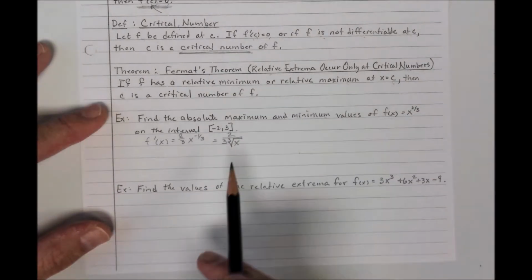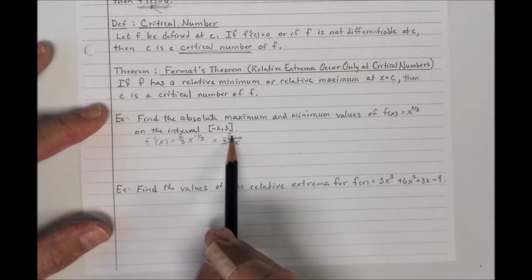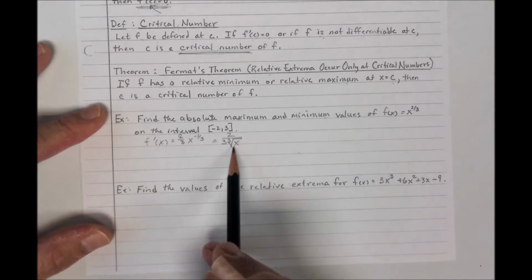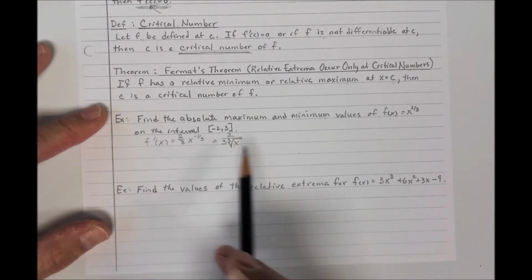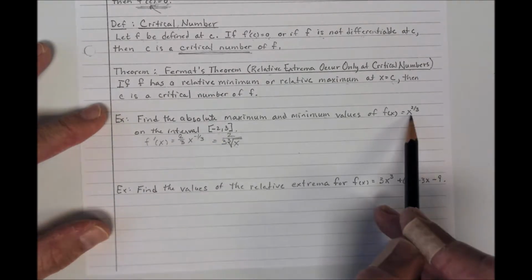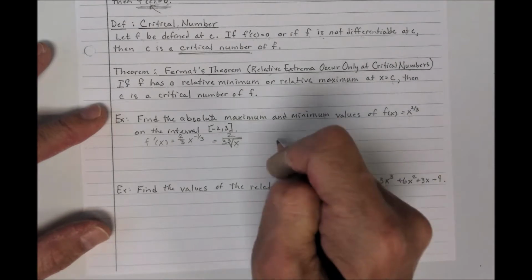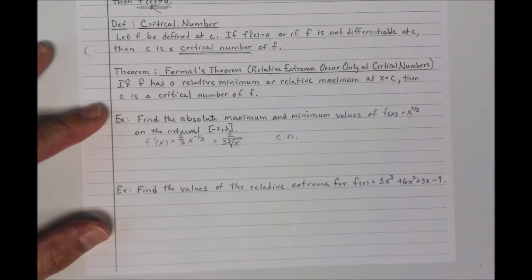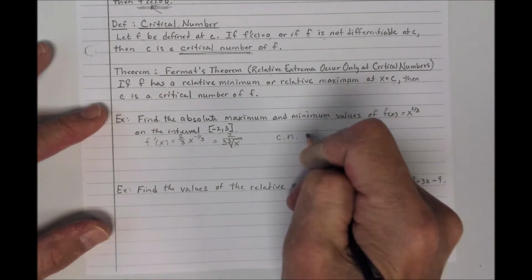Now, my derivative can never equal 0 because the numerator is a constant. But my derivative could be undefined, and it's undefined when x is 0. But you'll notice here that 0, which is in the interval, is defined for the original function. So I only have one critical number. I like to abbreviate critical number as CN, and my critical number is x = 0.